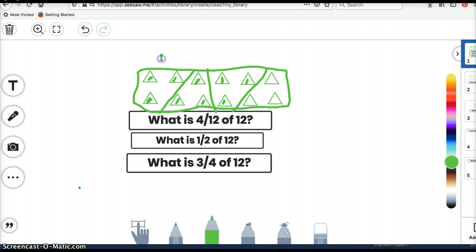1 group, 2 groups, 3 groups, 4 groups. And I'm only interested in 3 of the 4 groups. So how many triangles are in the 3 of the 4 groups? 1, 2, 3, 4, 5, 6, 7, 8, 9. So 3/4 of 12 is 9.